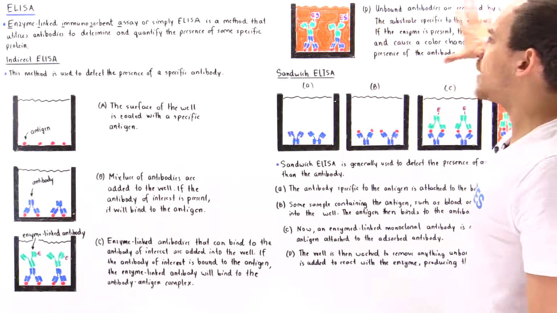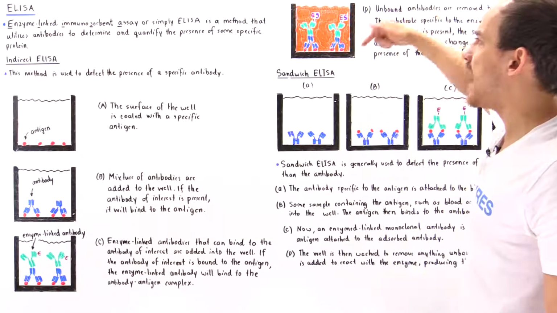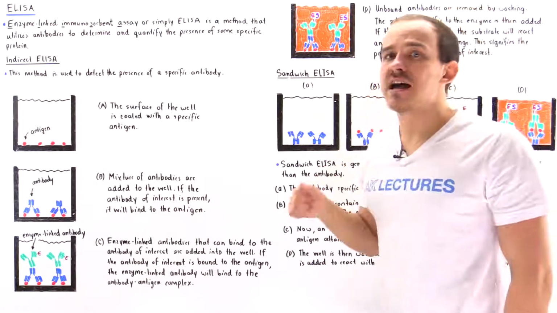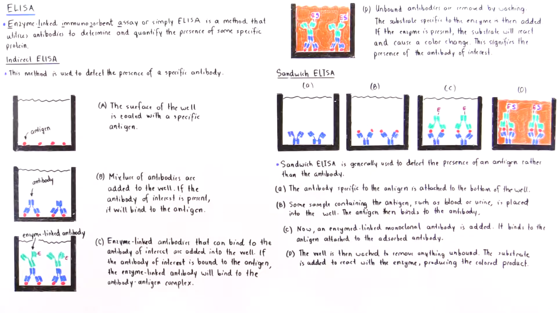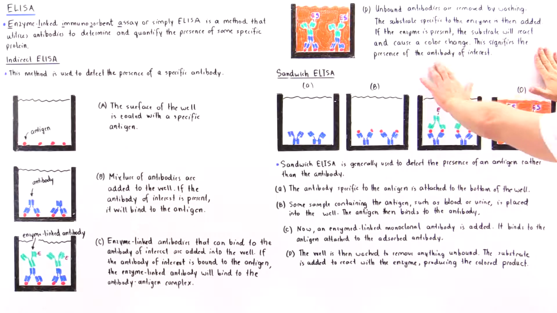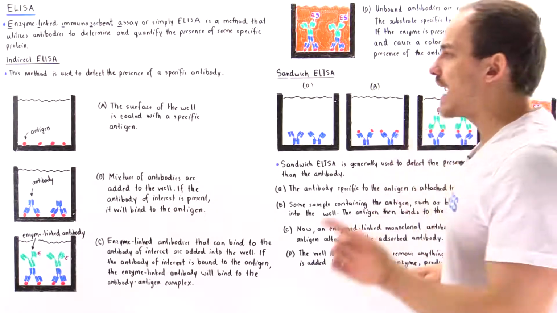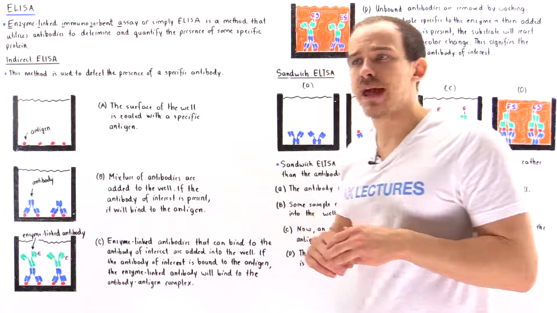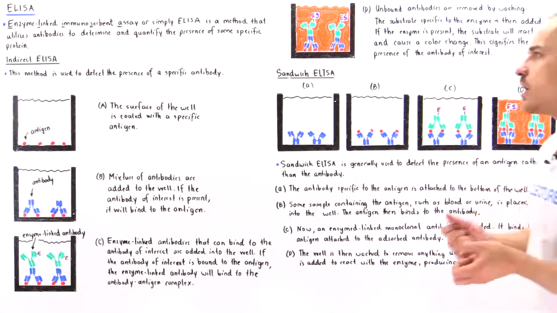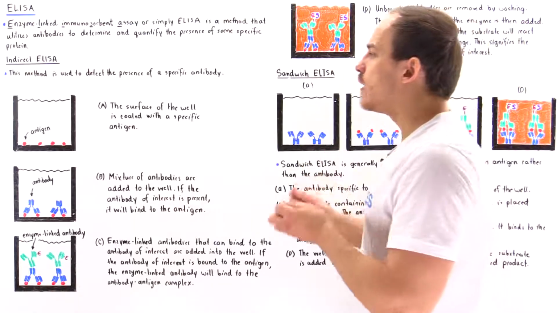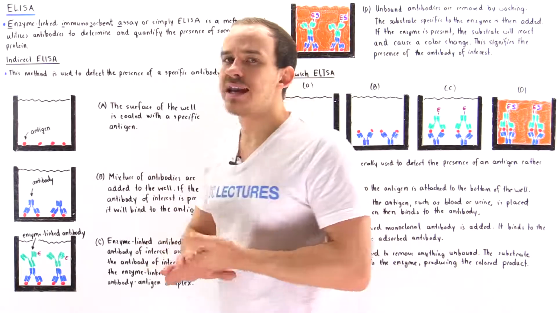And so following the washing process, if we add the substrate, because no enzyme is present in that mixture, the color change would not actually take place. So the color change signifies the presence of that antibody that we are actually searching for in the first place. Now, the darker that color change is, the higher the concentration of that antibody inside our mixture.